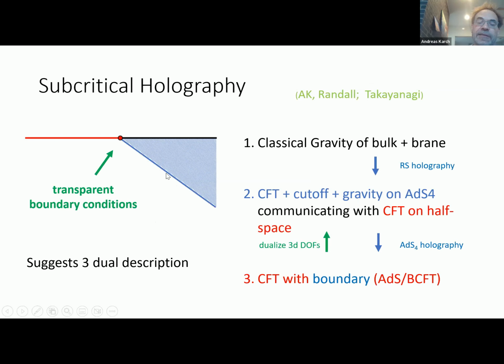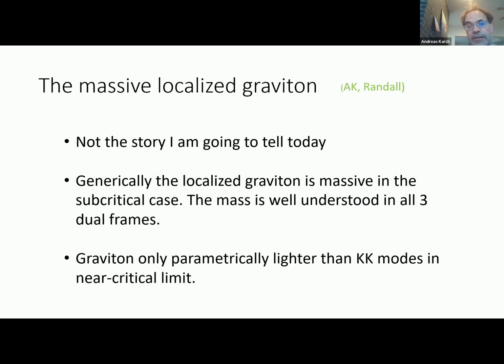If you take the tension of this brane near this critical value where it goes from AdS4 to Minkowski, the brane gets pushed against the boundary. And that's the limit in which the graviton mass goes to zero. It's also a limit in which Newton's constant goes to zero. So it's a very special limit. The brane becomes flat space, the graviton goes to zero mass, Newton's constant goes to zero. That's sort of the critical limit, and that will show up in various places later.